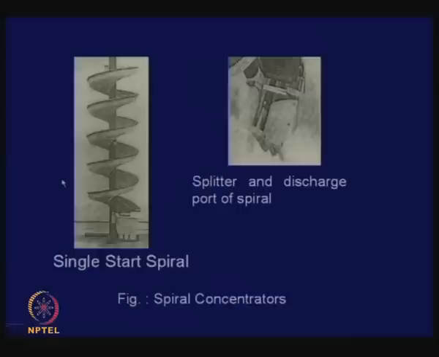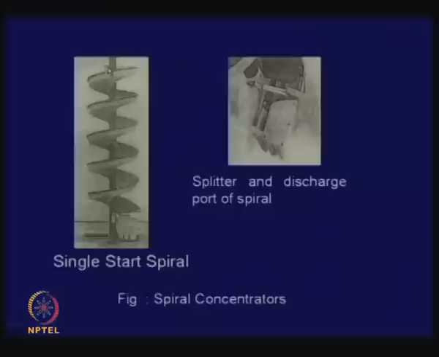There are spirals with 3 starts, meaning 3 spirals are at one place. Forget about that. Look at just one spiral. The idea here is that the slurry, which means a certain amount of solid particles of ore in water, will be pumped from the top and it will flow through this vessel. It will go round and round and come out at the bottom.